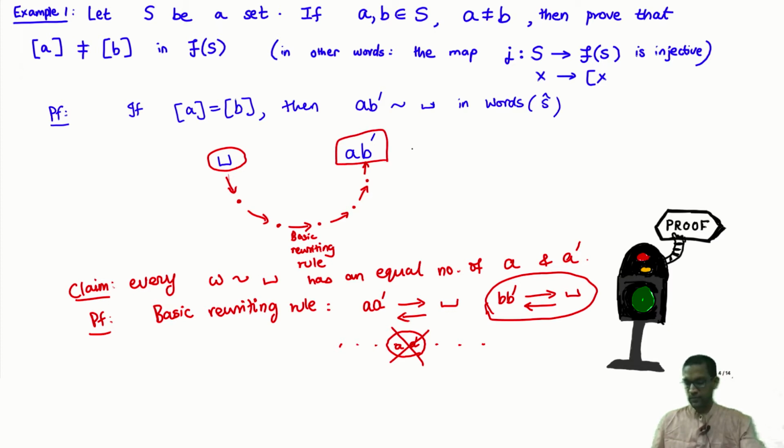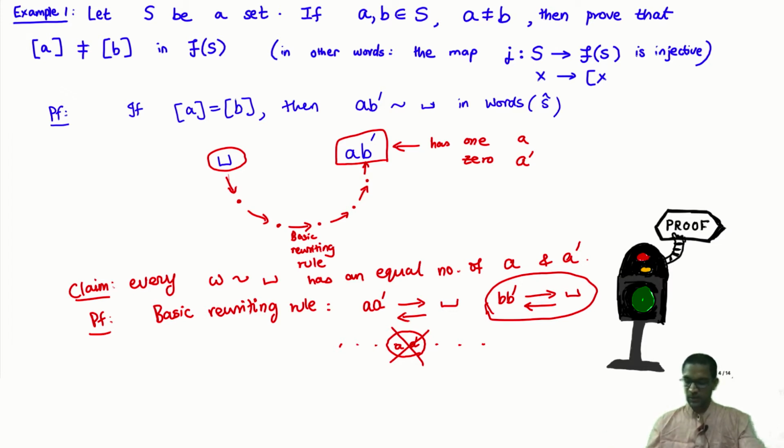Why? Because this final word has one occurrence of a and zero occurrences of a dash, so this word has an unequal number of a's and a dashes. So it couldn't possibly have arisen from a sequence of basic rewriting rules applied to the empty word. Okay, so that's the first example.